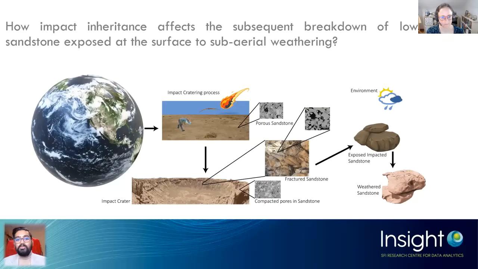I want to describe a novel research question that Mary and I came up with, that is how impact inheritance affects the subsequent rock breakdown. In this case, we focus on sandstone in semi-arid conditions. What happens during an impact event is an incoming hypervelocity projectile collides with a planetary surface and forms a crater. This causes change in physical and chemical properties of the rocks due to high temperature and pressure during the event. And when these rocks are exposed to subaerial weathering conditions, they will break down differently.